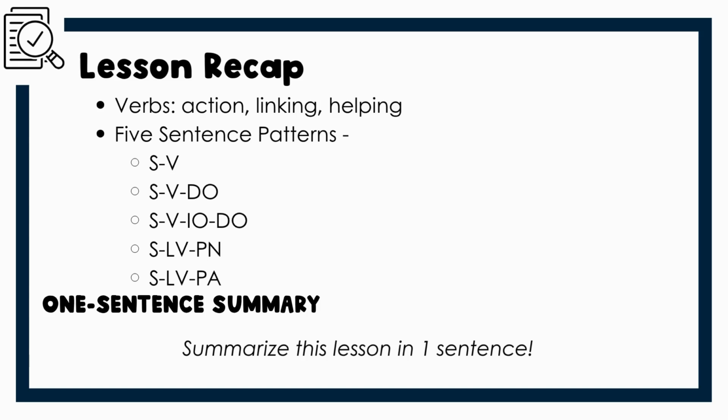All right, so to recap this lesson, we have reviewed 3 different types of verbs, our action, linking, and helping verbs, and 5 sentence patterns in this lesson that can give our writing a lot more variety. So we have the subject and verb pattern, subject, verb, direct object, subject, verb, indirect object, direct object, subject, linking verb, predicate noun, and subject, linking verb, predicate adjective.